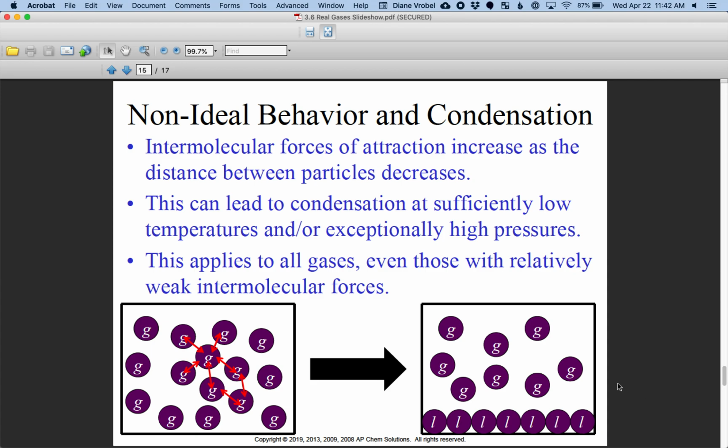Now, obviously, when we're talking about non-ideal behavior, we are introducing the formation of liquids. So we are looking at the gases becoming liquid particles. And please remember that this can only occur when we're talking about low temperatures. So we're essentially slowing these gas particles down. And also we're bringing them into close proximity, which means high pressure. So notice that this occurs with gases that tend to have weak intermolecular forces. You could have a gas forming into a liquid under these conditions.